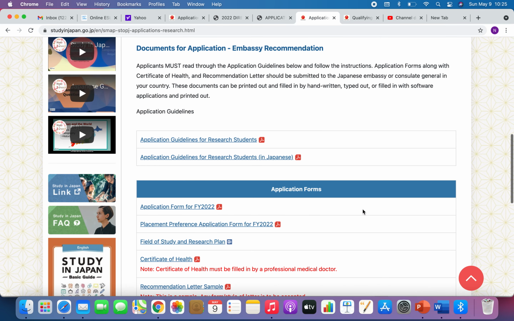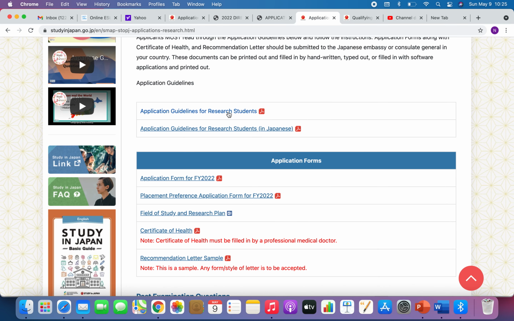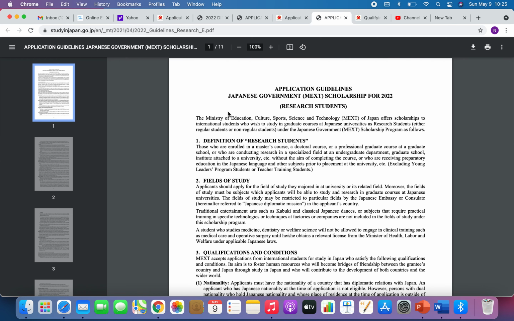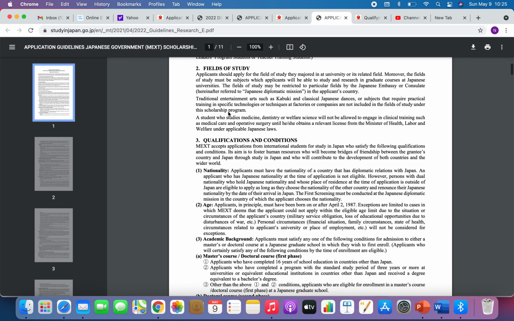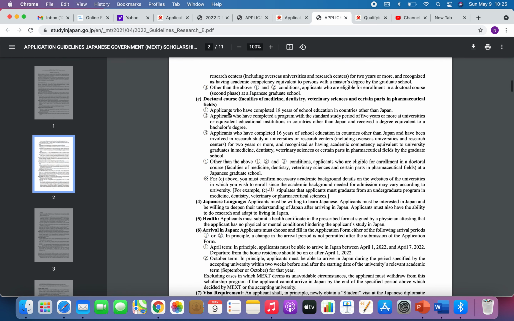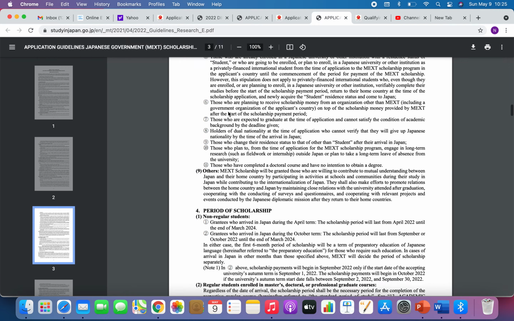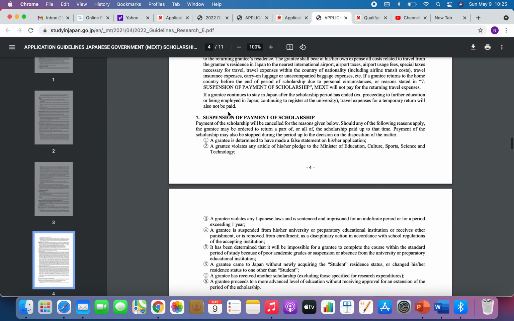So what documents do we have? We have the application guidelines, which you should read. You should not skip through anything. Read everything so that you fully understand what the scholarship is all about and what the scholarship expects of you. I'm just going to show you the checklist.